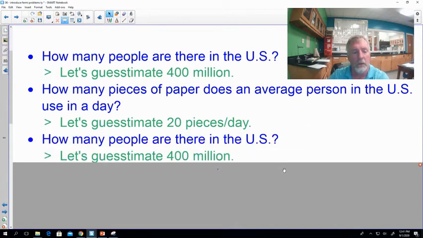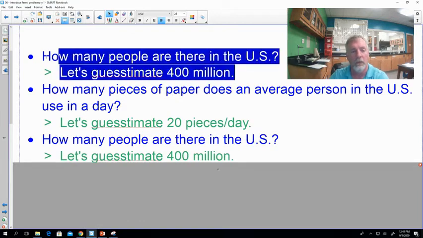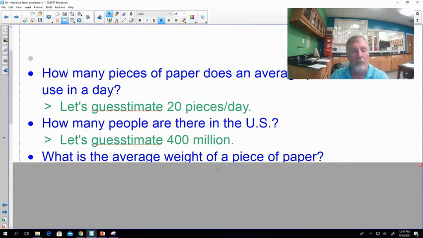I meant to erase that first one, the guesstimate of the 400 million, because I wanted to start here. Let's first start with how many pieces of paper an average person uses. Guesstimate 20. Well, how many people are there in the United States? We're going to guesstimate there's 400 million. So now we have an idea of how many people and how many pieces of paper we're using per day.